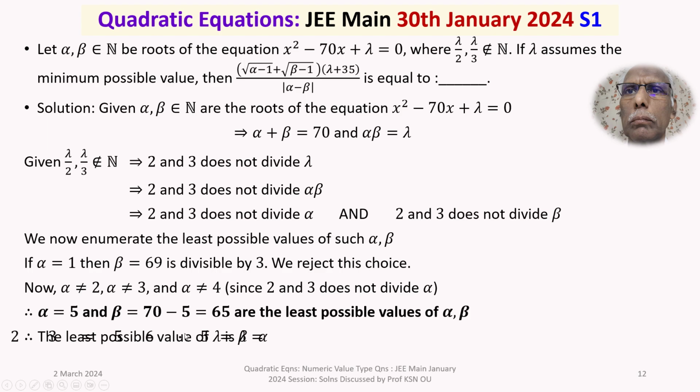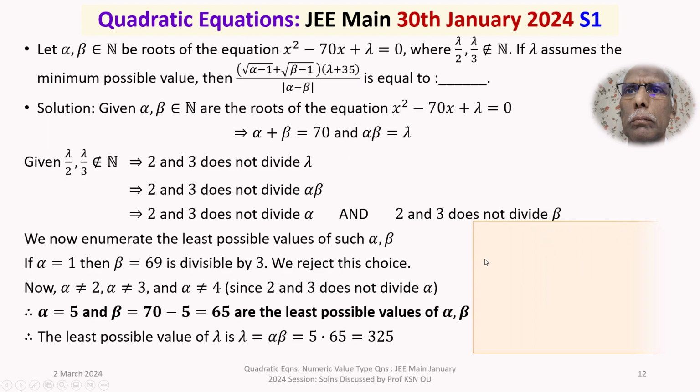Therefore, the least possible value of λ is equal to αβ. The least possible value of α, 5, multiplied by the least possible value of β, 65, the product is 325, and this will be the least possible value of λ. So we got this one. So λ assumes the minimum possible value, and we have to compute this one.